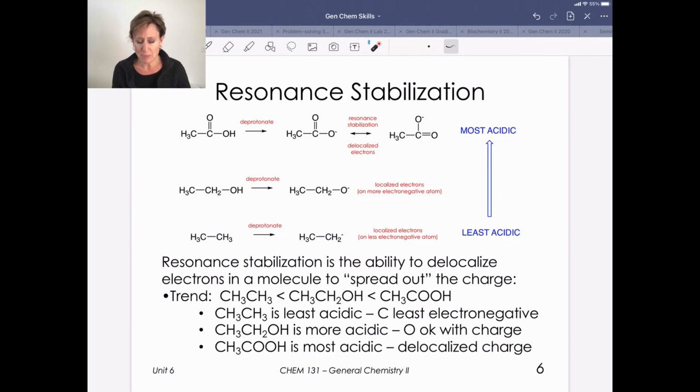It's better able to stabilize that negative charge. But the problem still is that we've got localized electrons. That oxygen has to stabilize that negative charge all by itself.